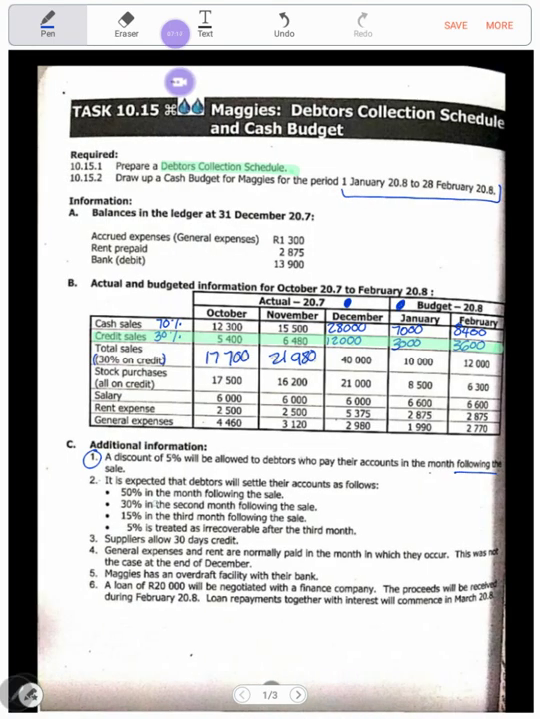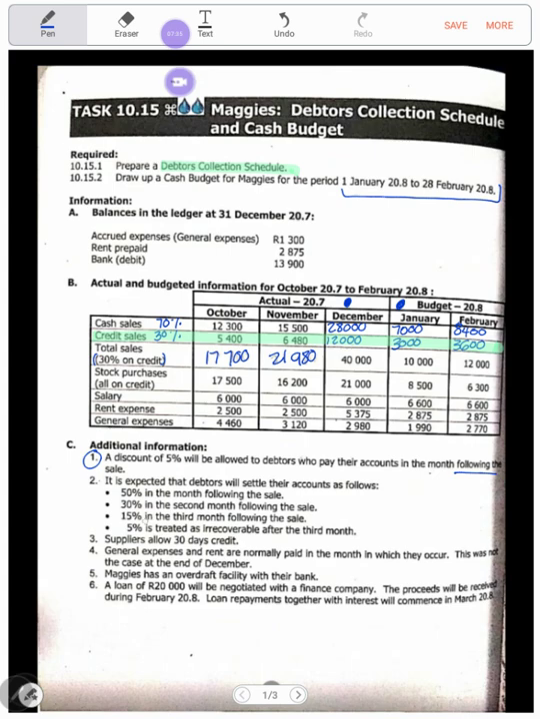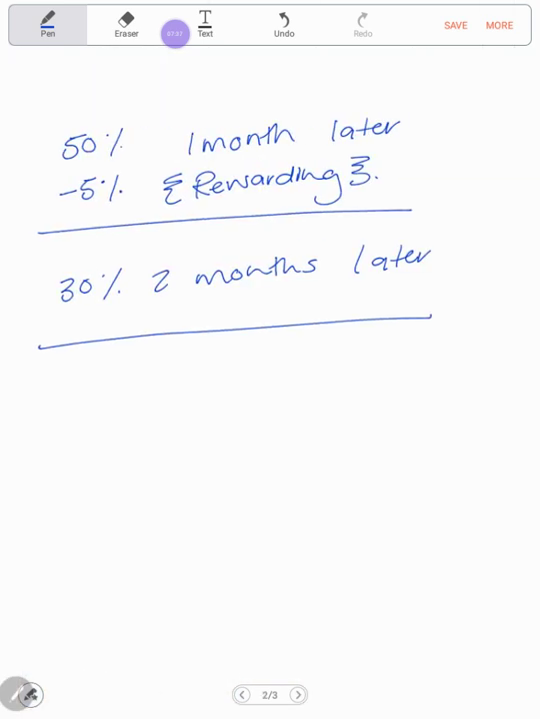Then they say 30% will be paying you money in the second month following the sale. So 30% will pay you 2 months later. Okay. 15% will pay you 3 months later.